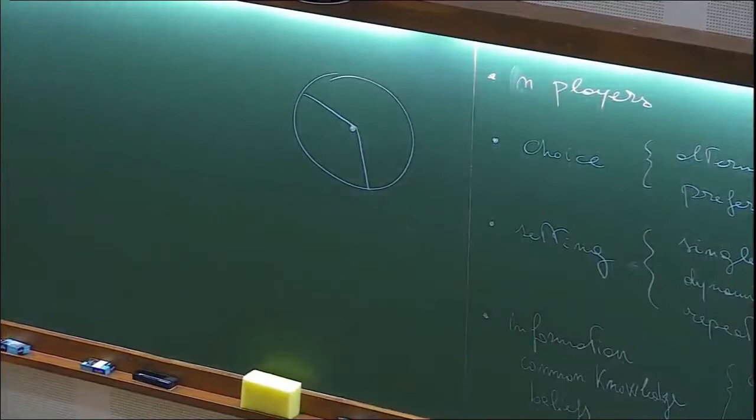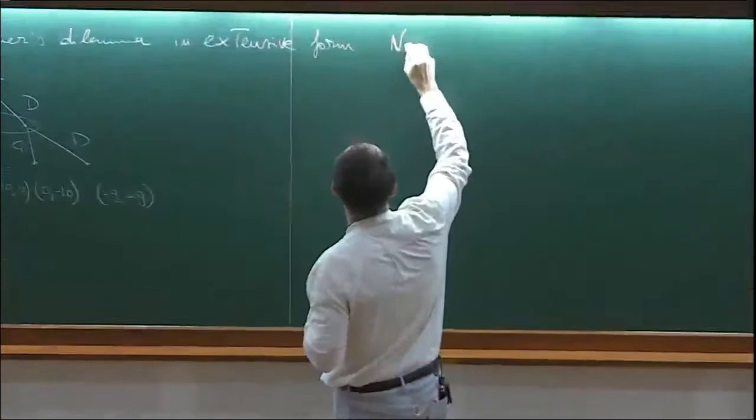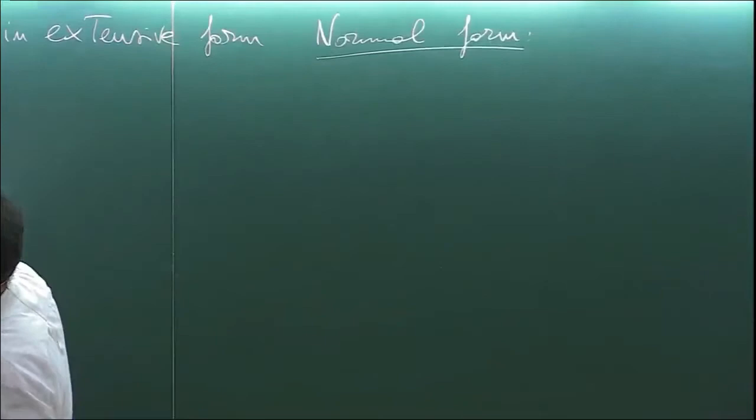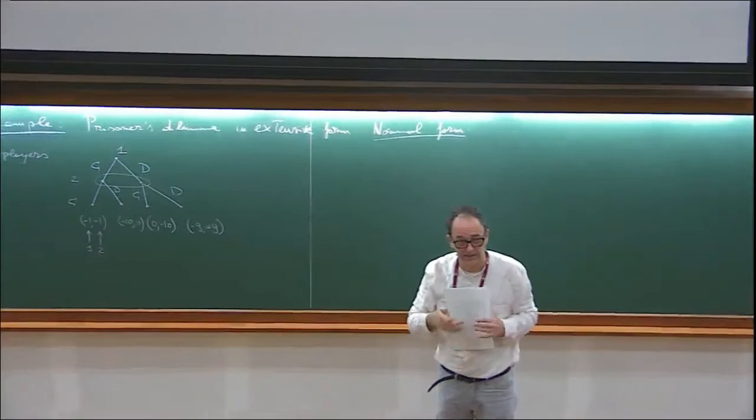Okay, so this is a prisoner's dilemma in extensive form. There is another way of looking at the same game, which is in normal form. In normal form, if you assume that player two does not know what player one did, then it's as if player one and player two were acting simultaneously. They have to take choices simultaneously.